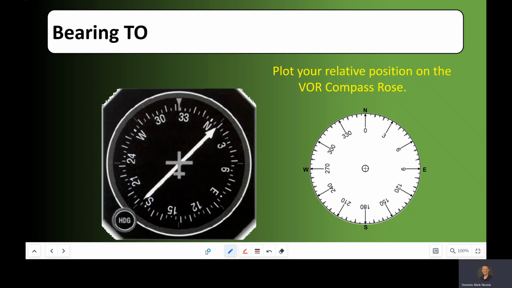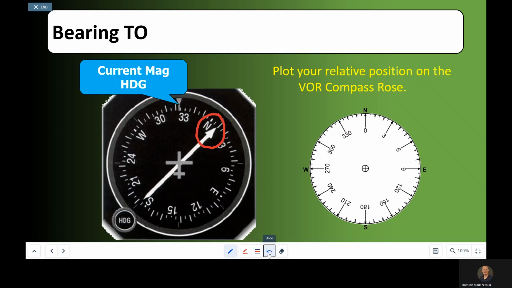Let's see if this makes a little more sense with the actual display that you're using. So we want to be able to plot our position on the compass rose. The nice thing about the bearing pointer, when we're looking at the bearing to the station, is we just simply look at the arrow head. As long as we have our magnetic heading up here, we can simply look at the bearing pointer needle head and determine our position to get to the station.